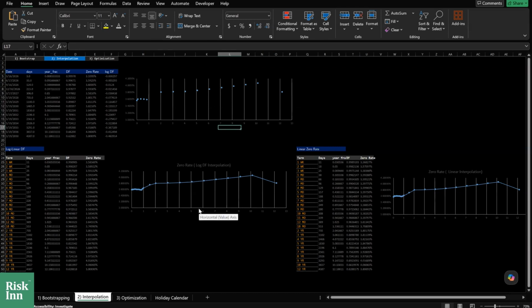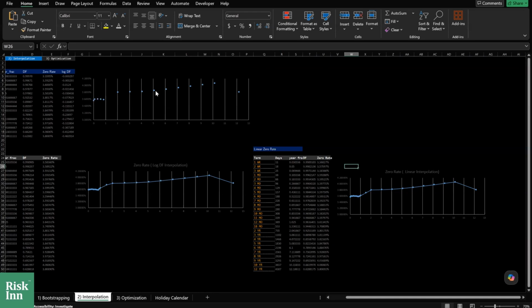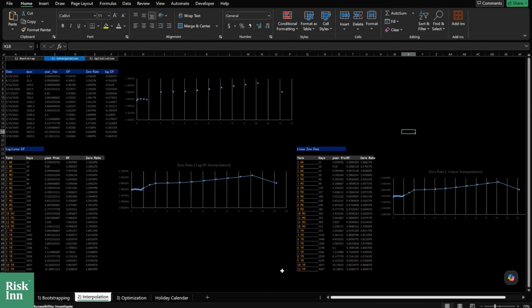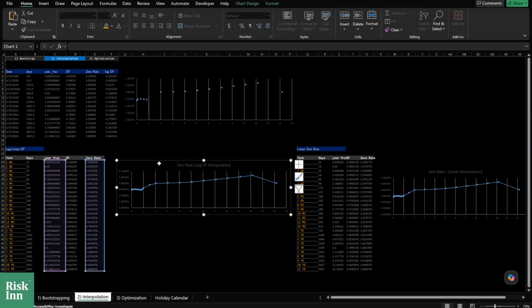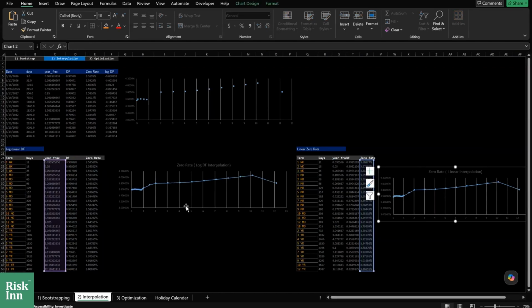Now there are many different ways to interpolate. The simple one, maybe I'll show you this first: linear interpolation. Just do a linear interpolation in the zero rate space. That is one approach. Another approach is to transform the zero rate to log discount factor, linearly interpolate the log discount factor, and then transform it back to get the zero rate. As you can see, these two are not very different, but there are a lot of technical considerations why one method should be better than the other.